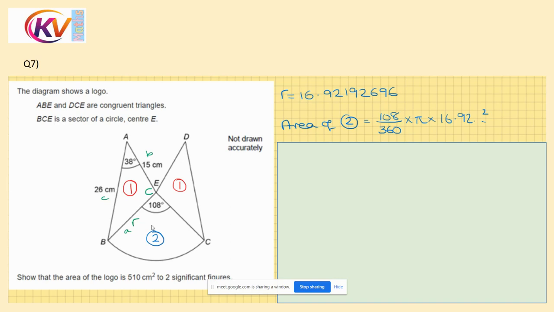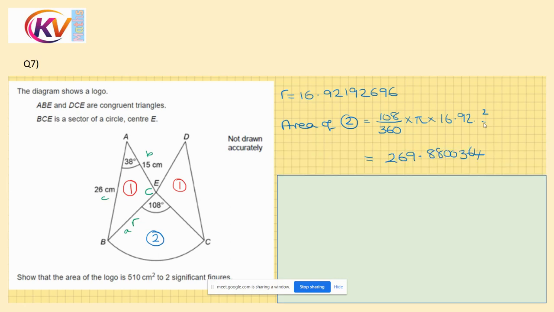Right, so back to the formula then. We've got theta, which was 108 over 360 times pi times my radius squared. So I have got dot, dot, dot there, so I do need to either use the answer button or type all of that in to accurately work out the area of the second part there, the sector, which gives me 269.88, etc.